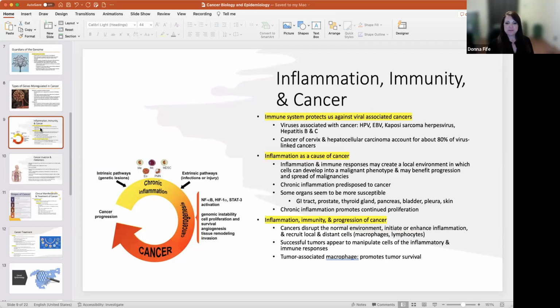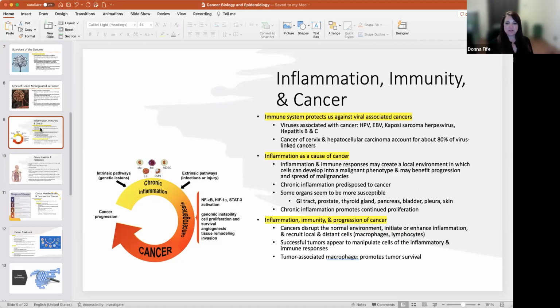Inflammation is a cause of cancer. Inflammation and immune responses may create a local environment in which cells can develop into malignant phenotype, and they may benefit progression and spread of malignancies. Chronic inflammation predisposes to cancer. Some of the organs that are more susceptible to cancer from chronic inflammation are the GI tract, prostate, thyroid gland, pancreas, bladder, pleura, and the skin. Chronic inflammation promotes continued proliferation.